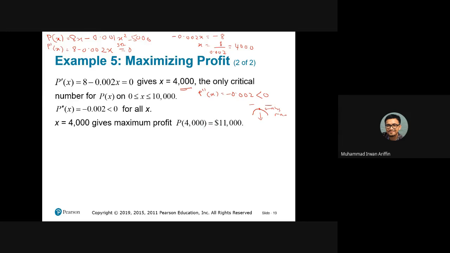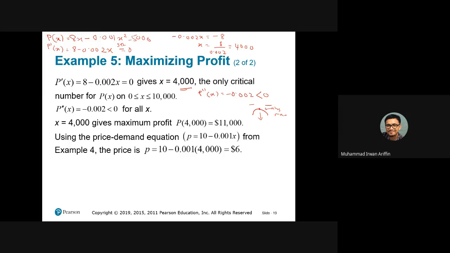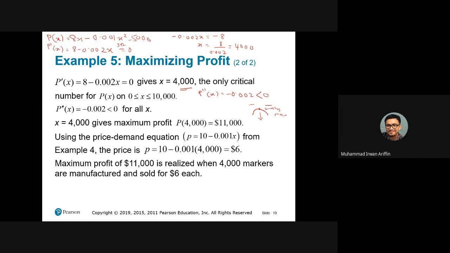How do we know this? We simply put x, 4,000, and replace this in the original profit function. And using the original price demand equation, the price is $6. So when we have the cost function now, the price is $6 per marker. And this would be the final answer: a maximum profit of 11,000.